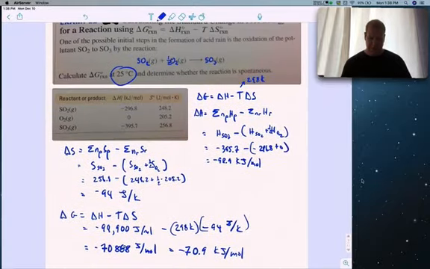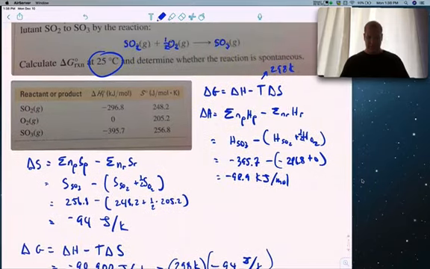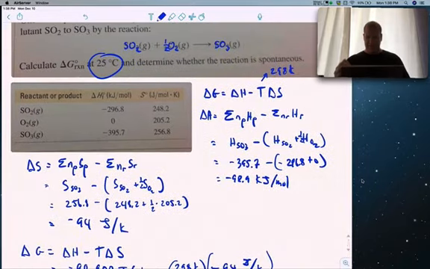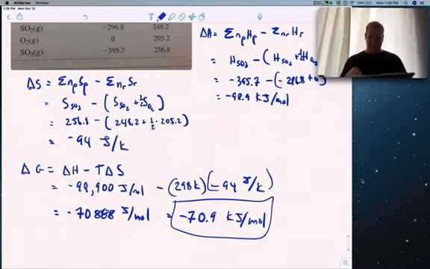So it's negative. The delta G of the reaction at this temperature is negative 70.9 kilojoules per mole, and since it's negative, it's spontaneous. So the reaction is spontaneous, yes. This is our delta G of reaction. If it's negative, it's spontaneous. Positive is non-spontaneous. And 0, it's at equilibrium.